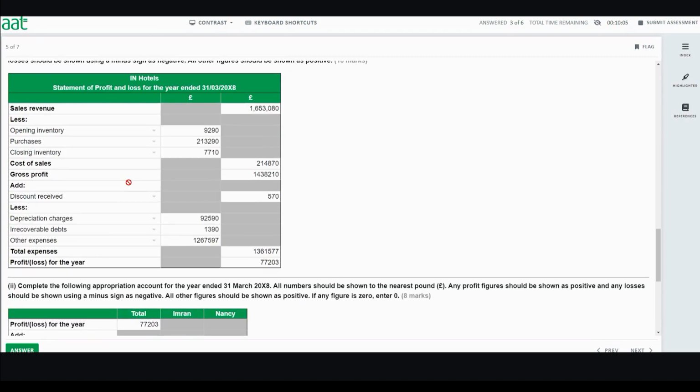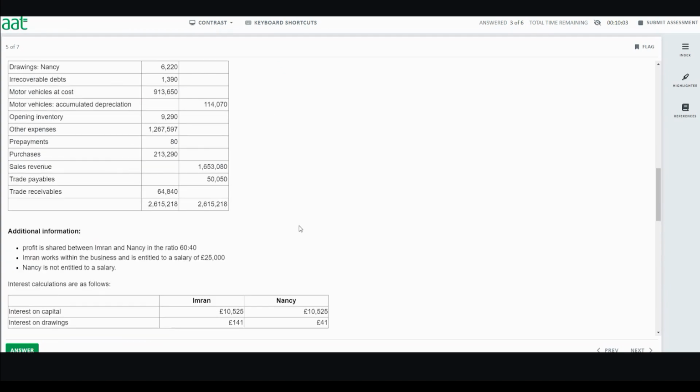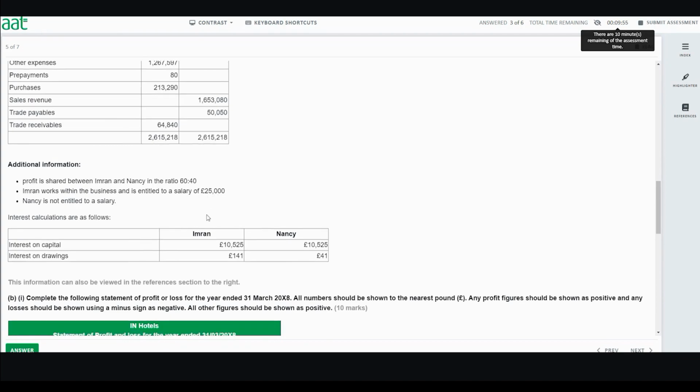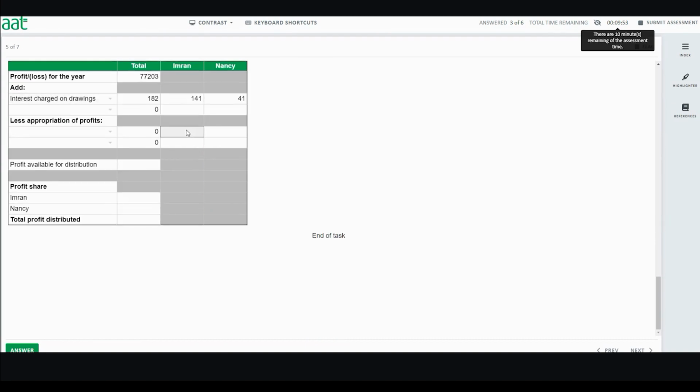Then we've got salaries. What did it say about salaries then? So it says Imran works within the business and is entitled to 25,000 salary. Nancy's not. Okay, so I've got 25,000. Make sure you put it under the correct partner. Okay, salary. Nancy's not, so Nancy's a 0.